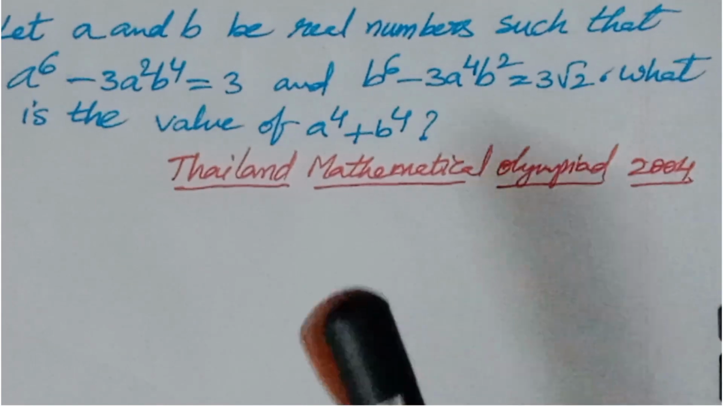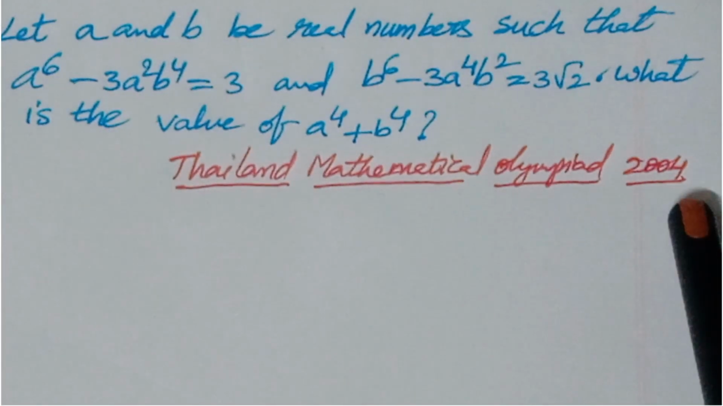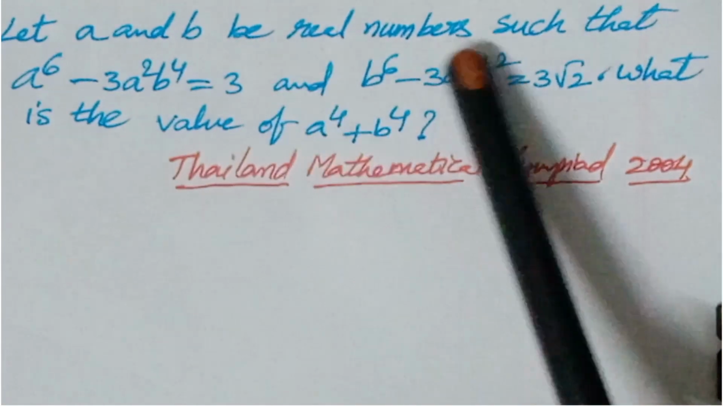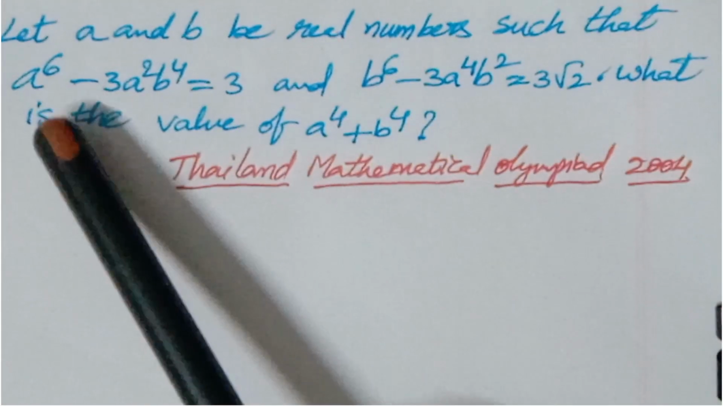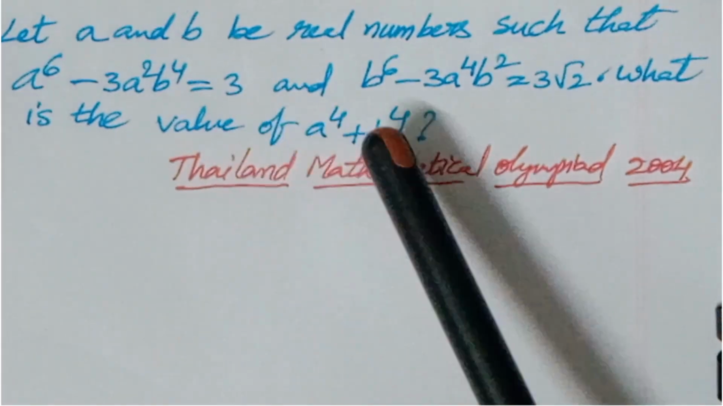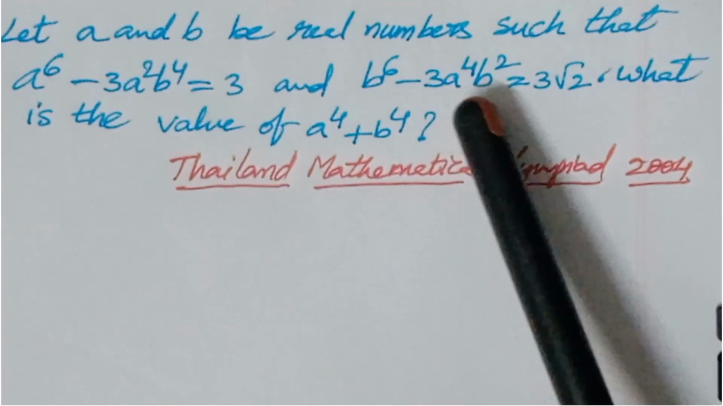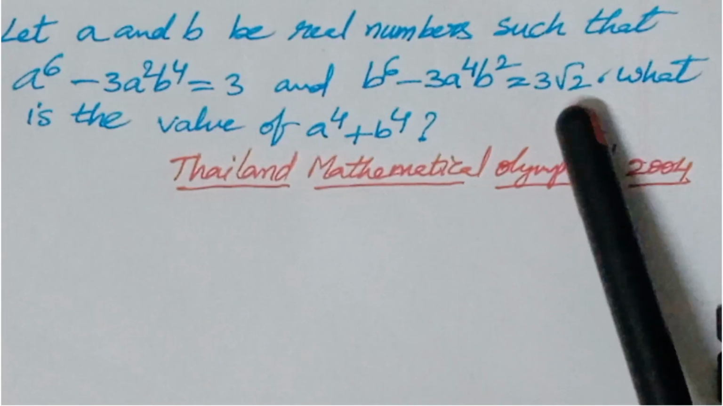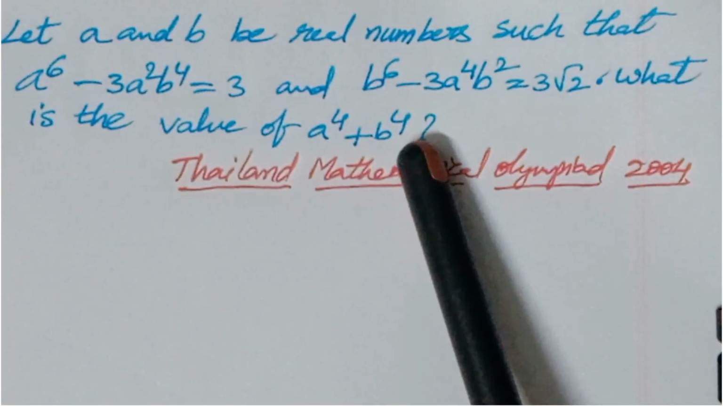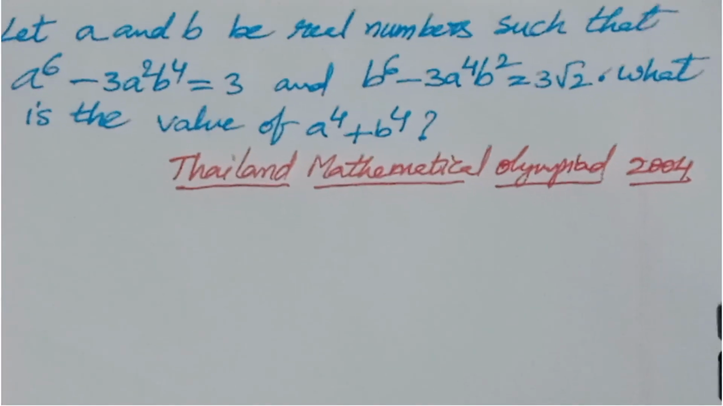Today we are having one question from Thailand Mathematical Olympiad 2004. The question is: let a and b be real numbers such that a to the power of 6 minus 3a square b power 4 is equal to 3, and b power 6 minus 3a power 4 b square is equal to 3 root 2. What is the value of a power 4 plus b power 4? So here this is a logical question.